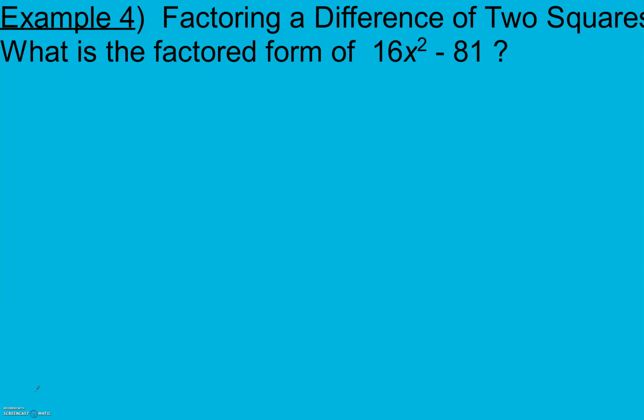We are continuing on here in section 8.7, factoring a difference of two squares. Here we have a perfect square, 16x squared, and a perfect square, 81. And we're finding the difference between them. We're subtracting, so we're still going to set this up. Difference of two squares means our signs are going to be different. And we're going to find the numbers that can multiply to these pieces.